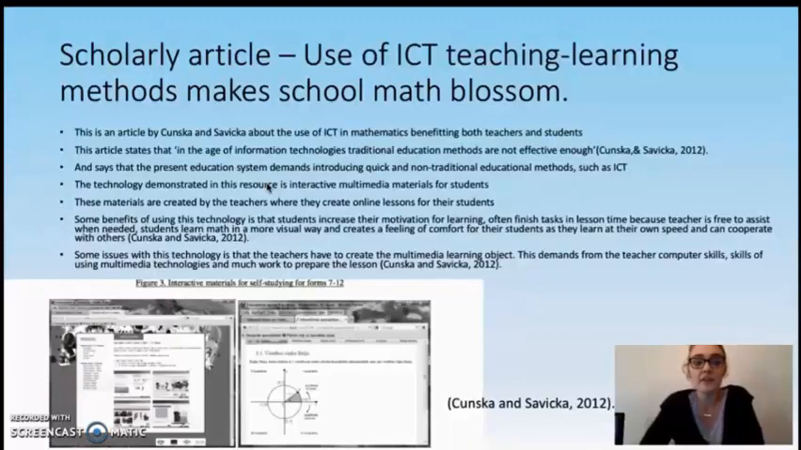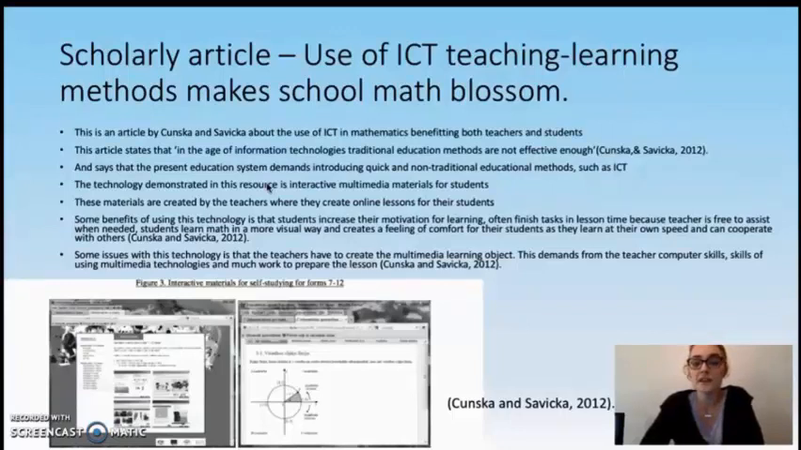The technology demonstrated in this resource is interactive multimedia materials for students. These materials are created by the teachers, where they create online lessons for their students. Some benefits of using this technology is that students increase their motivation for learning. They often finish tasks in lesson time because the teacher is free to assist them when needed. And students learn math in a more visual way, and it creates a feeling of comfort for them as they learn at their own speed and can cooperate with others.